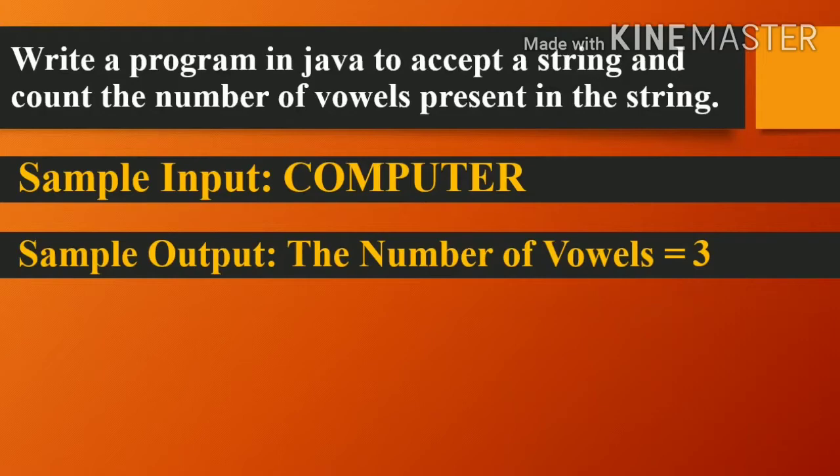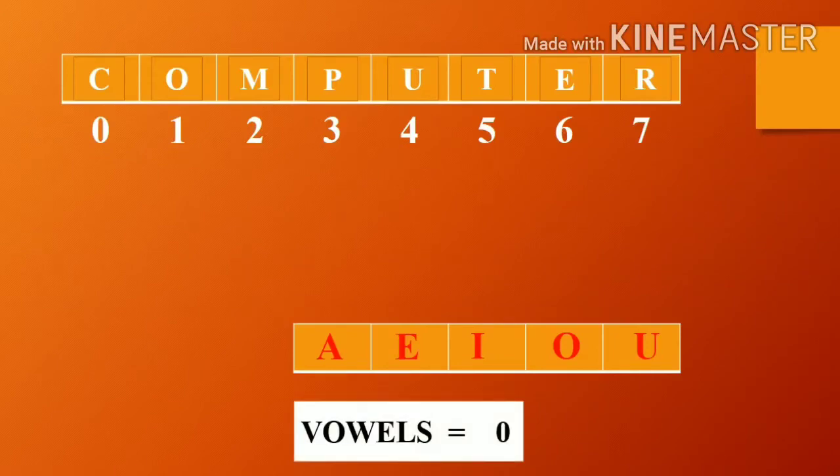As we know, the characters A, E, I, O and U are known as vowels in the English alphabet. Any character other than those is known as a consonant. Now to solve this problem, we have to run a loop and match each character with the vowels A, E, I, O and U. If a match is found, then increase the value of count by 1. Otherwise, continue.